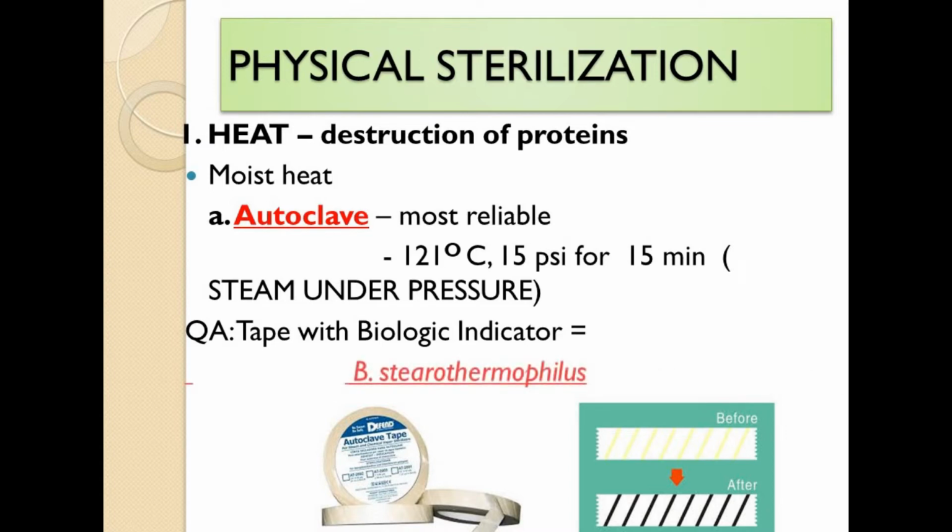The correct answer is Bacillus stearothermophilus. This is the biological indicator used in our autoclave tape. As you can observe in our picture, before, there is no black coloration. But after, you can observe that the faded line turns black. It indicates that it reached 121 degrees Celsius, meaning that our autoclave is working well. Please take note of this.